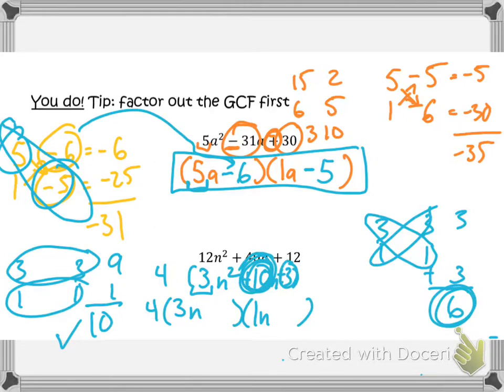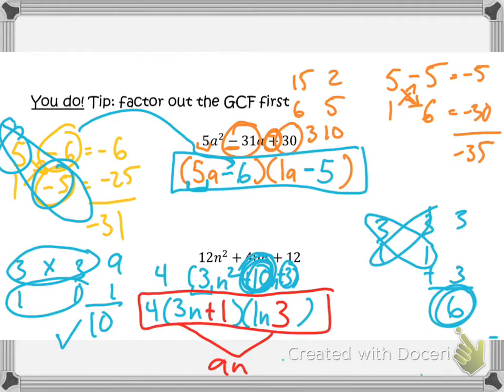So if I want the 3 to multiply to this 3, I need to put the 3 onto the other side, on the other binomial. That way it will multiply to give me the 9n later. And this will give me plus 1. And don't forget your addition sign.